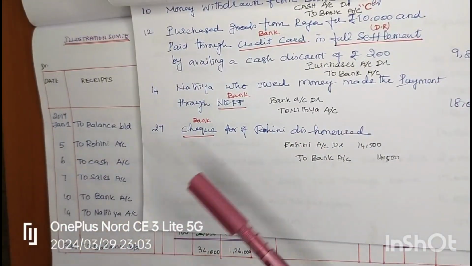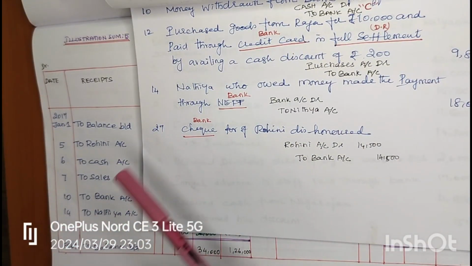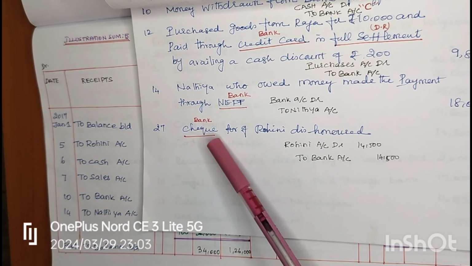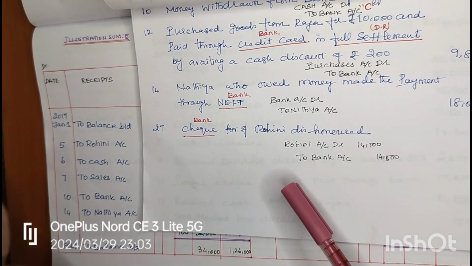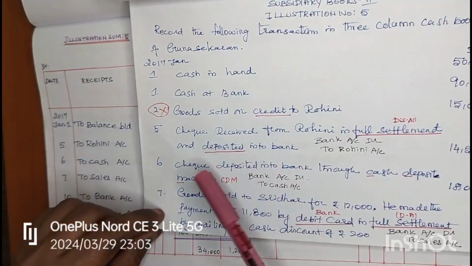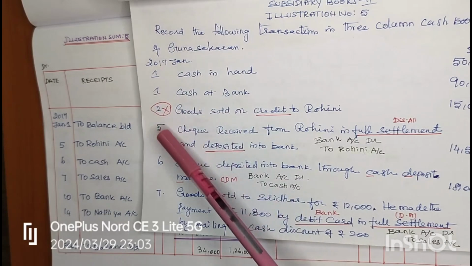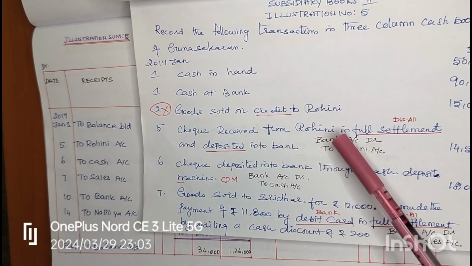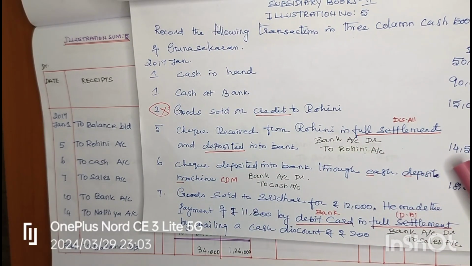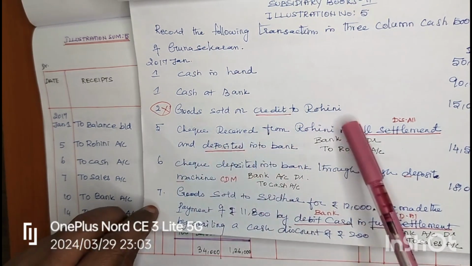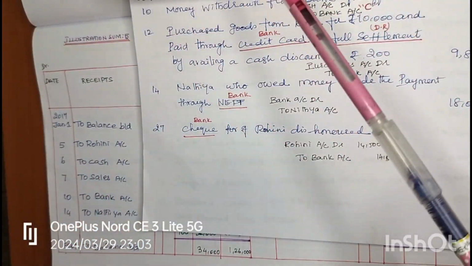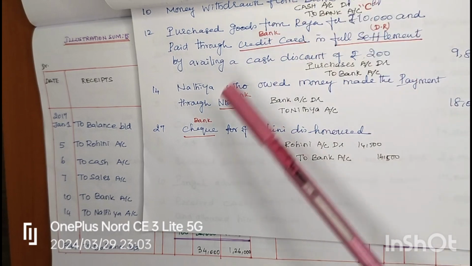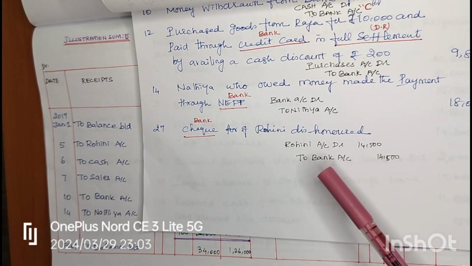Okay. Let's see. The next transaction is January 27. Check of Rohini dishonored. What does this transaction tell us? Listen here. In the previous transaction on January 5, you received a check from Rohini. How much rupees? 14,500 rupees. Now you immediately deposited it into the bank. So now on January 27, Rohini's check was dishonored. So your bank account decreased.